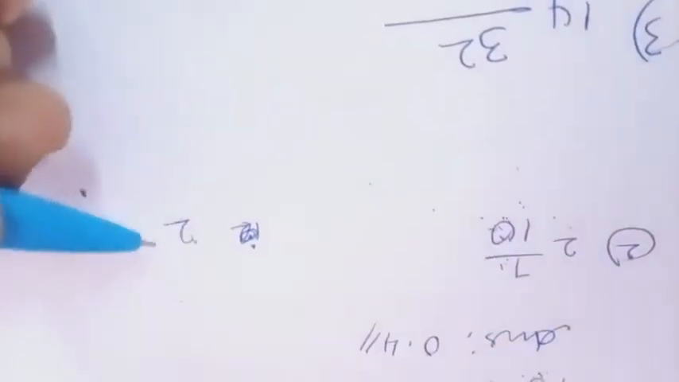The whole number is 2. So write the whole number here. Then place the decimal point and then write the numerator as it is. Write the numerator as it is, 7. So what's the answer? The answer is 2.7. Understand? Now we'll do the next one.